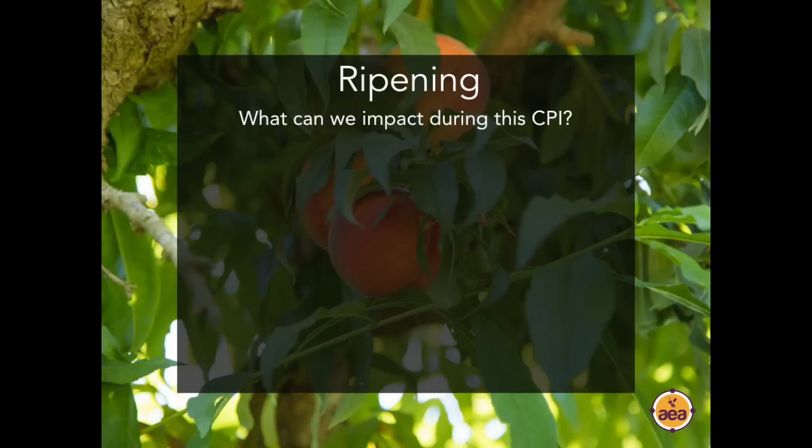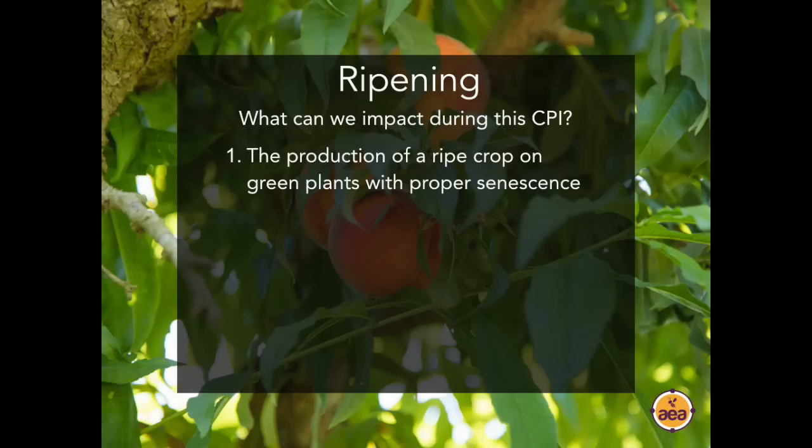And what we have learned is that we can have a significant influence on the natural senescence and ripening process that has a tremendous impact on quality. So I wanted to break this out and speak to this specifically a little bit. What are the factors that we can influence during the ripening process? The first, and the one that I'm very impressed by, is that it is possible to produce a ripe crop on green plants that are just beginning to senesce after the fruit is fully mature and fully ripened.